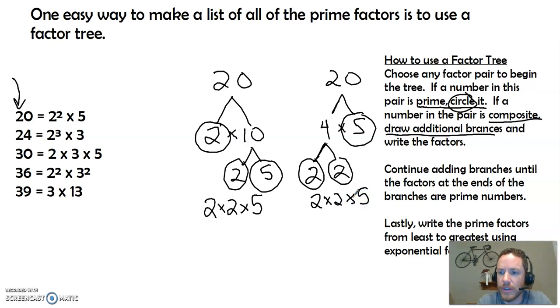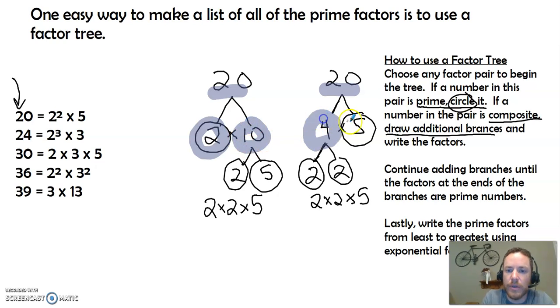So what I just proved to you, and I'm not going to do it again, is that if I give you 20, and one kid starts with 2 times 10, and a different kid starts with 4 times 5, you still get the same answers.